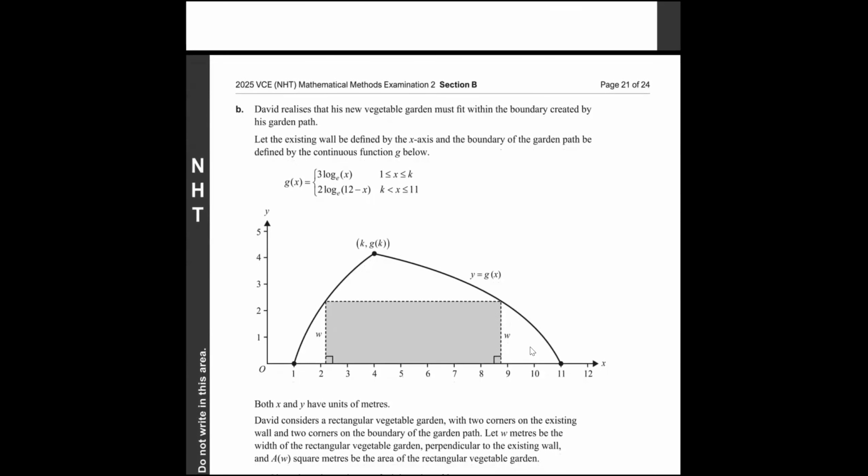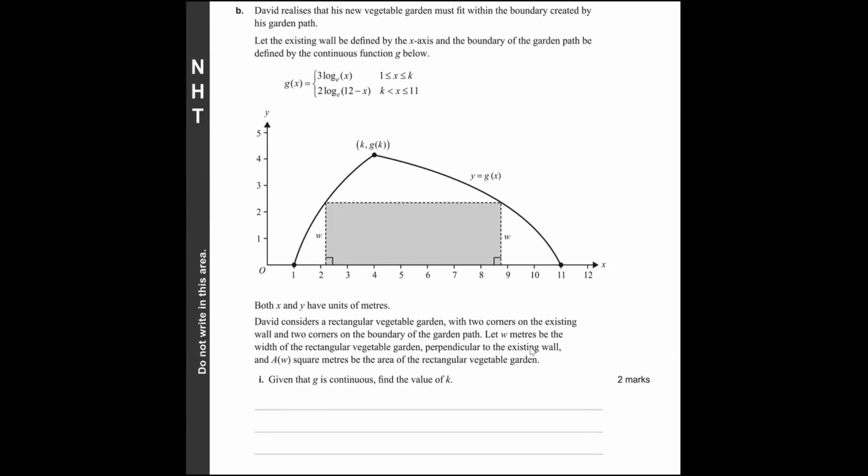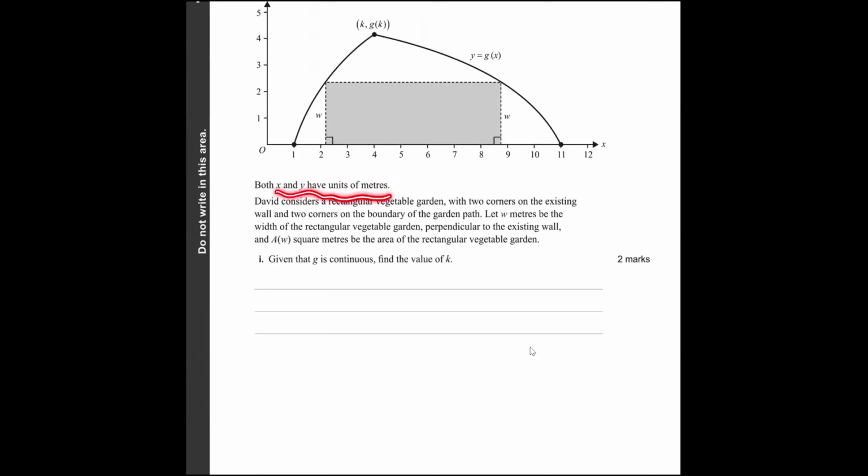Okay, David realizes that his new vegetable garden must fit within the boundary created by his garden path. Let the existing wall be defined by the x-axis and the boundary of the garden path be defined by the continuous function g below. So the first part from 1 to k, that is 3 log e x. The second part is another log function, 2 log e (12 minus x), from k to 11. Both x and y have units of meters.